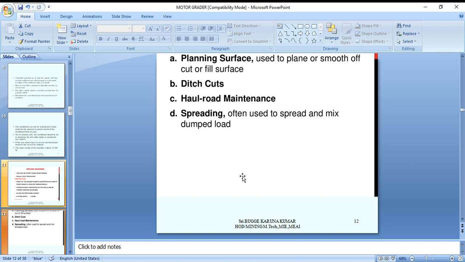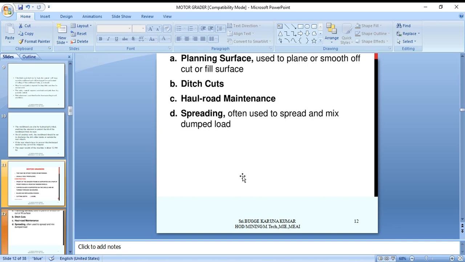That is the job performed. Ditch cuts: some ditches can also be made. Haul road maintenance is needed in most present open cast mining, because mine roads run 24 by 7. In rainy seasons you have to maintain the slippery roads, otherwise vehicles cannot brake properly, or movement of the machine is difficult. Such conditions need regular maintenance.